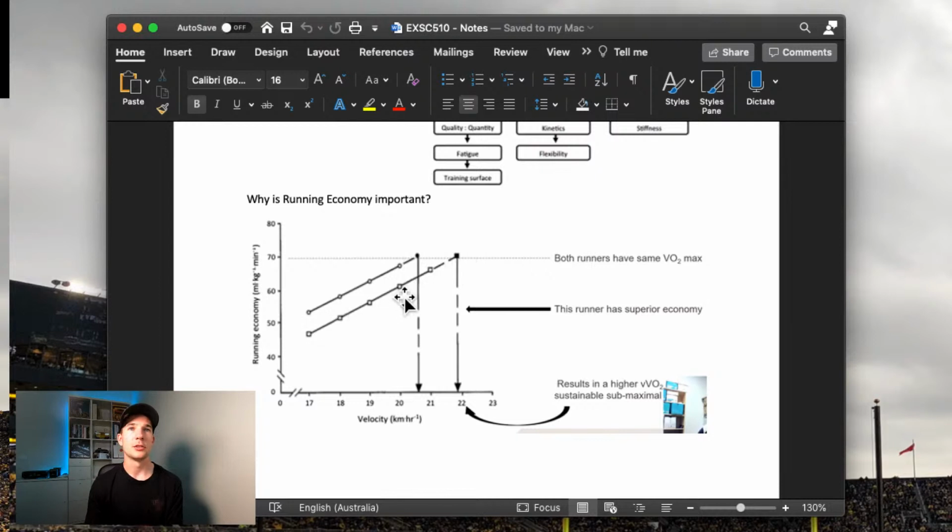So the square circles, you can see they have the same VO2 max, but why can this runner go longer? They have a better running economy. Results in a higher velocity at VO2, which means more sustainable submaximal.